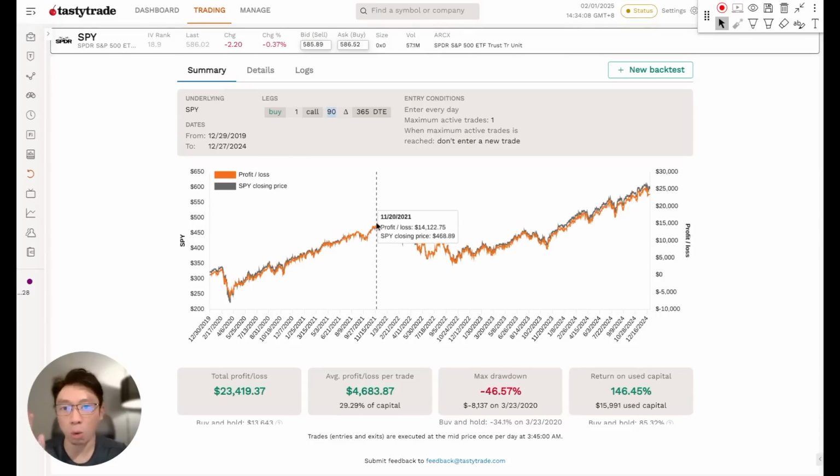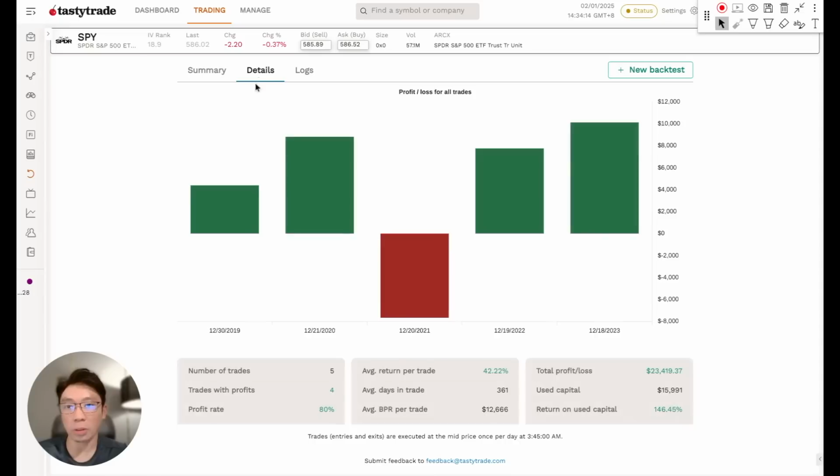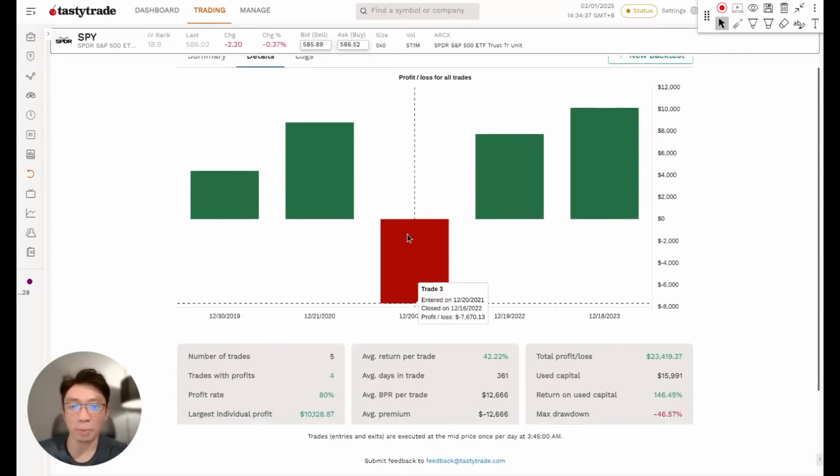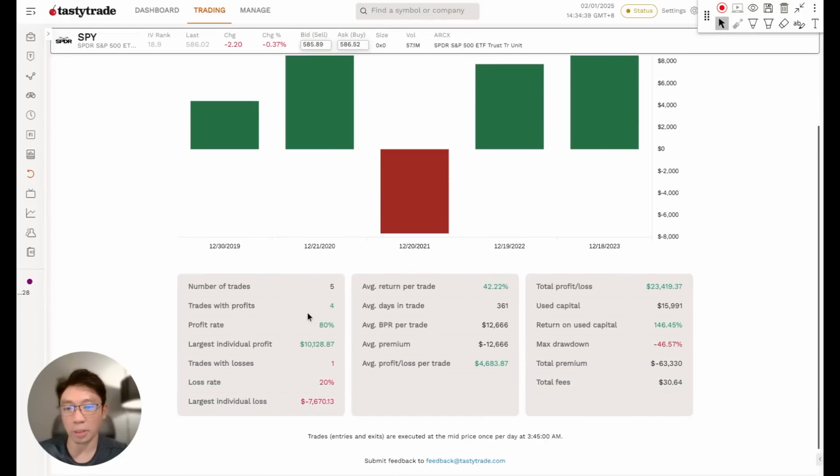Now, the next cool thing about this backtesting tool is that you can actually see the details and the logs as well. If I go to the tabs down here, you can see details. You can see that in 2019, it's a profit, 2020, an even bigger profit, and then 2021, it's a loss. 2022 is a profit, 2023 is a profit. So this is a pretty nice breakdown.